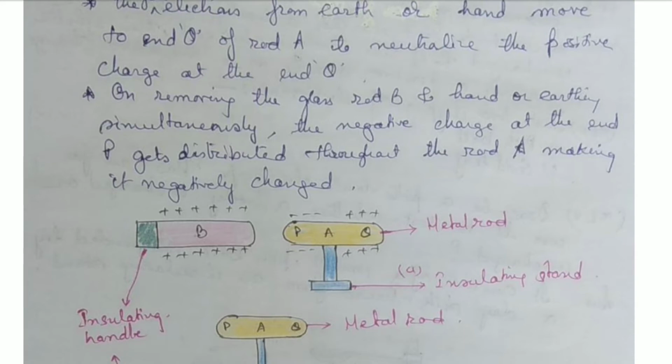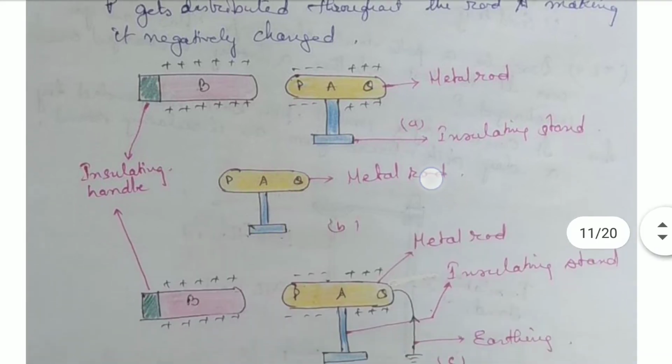So what happens? See the picture. This is the metal rod, the yellow colored metal rod, which is to be charged. It has two ends, P and Q. P is towards the rod B, and Q is away from the rod B. B is the glass rod, which is positively charged, and we will bring this positively charged rod B near the rod A.